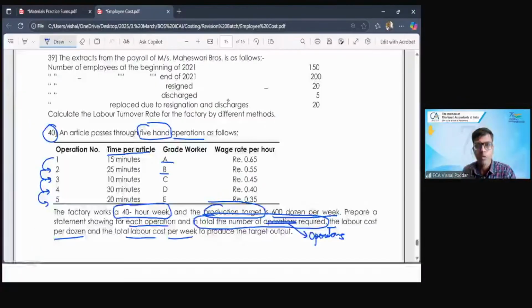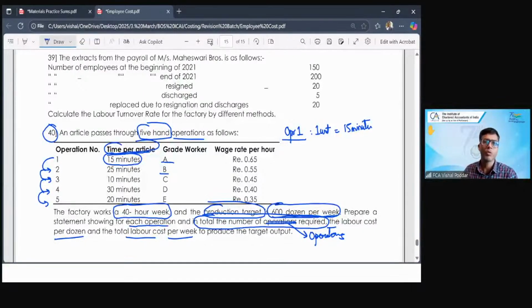So see, they have given me a target. In a week, they want to produce 600 dozens. Remember this. Now, one worker requires 15 minutes to produce one unit. So I'm talking about operation 1. In operation 1, one unit requires 15 minutes. When I say one unit is equal to 15 minutes, it means in 1 hour, I can produce 4 units.